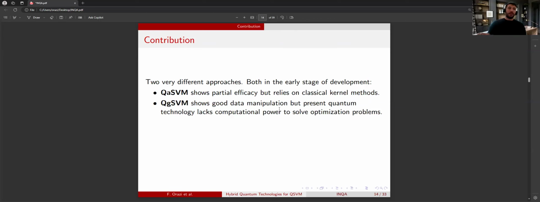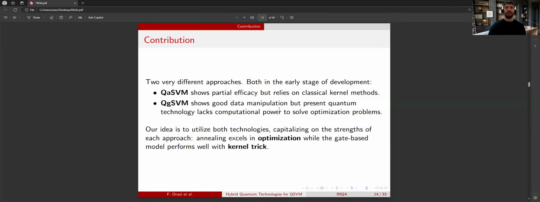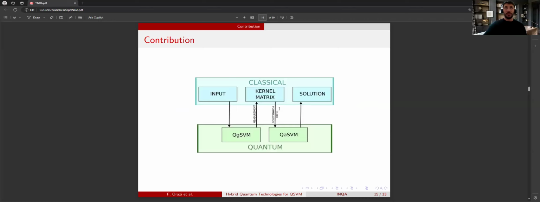As I just said, we have the annealing support vector machine that is very efficient in performing the optimization, but relies on a classical kernel. The gate-based can do the quantum kernel, but relies on classical optimization. So our main idea is to utilize first the gate-based to perform the kernel trick, and then the annealer to perform the optimization. This is a brief, very simple explanation of the workflow.